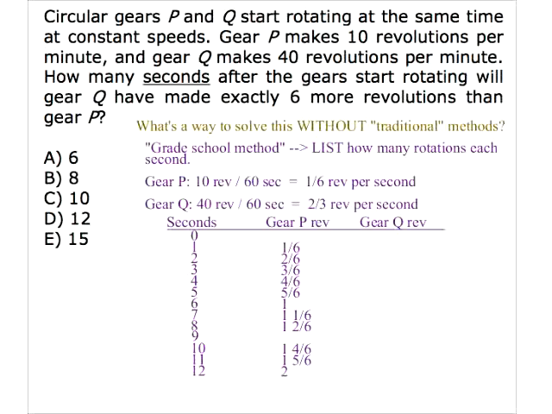And then this. And then gear Q revolutions, you could put that as 4/6, so that's easier to look at. 1 and 2/6 is 1 1/3, and then 2. That's off again. So let's move those down.